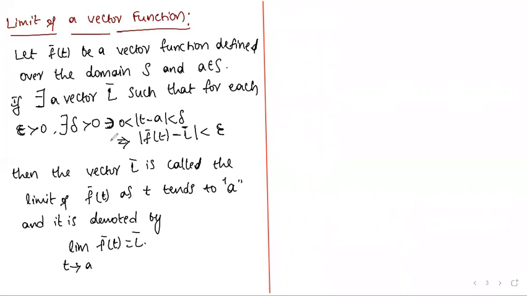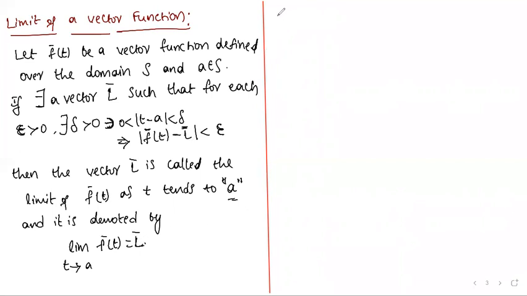Already this definition was discussed in fourth semester, I think. A limit of a function: there exists some delta greater than 0 where 0 less than mod t minus a is less than delta. This can be written as that implies, that is, this condition should hold. Then that vector L bar is called the limit of the function f bar of t as t tends to some a. So a is the fixed element, and it is denoted by limit t tends to a, f bar of t is equal to L bar.